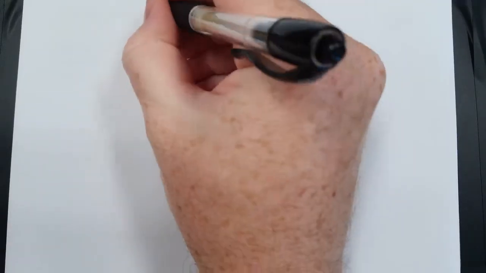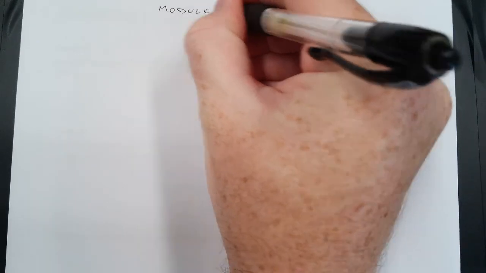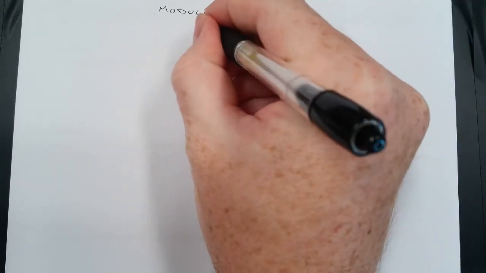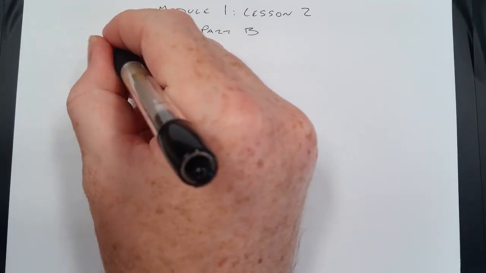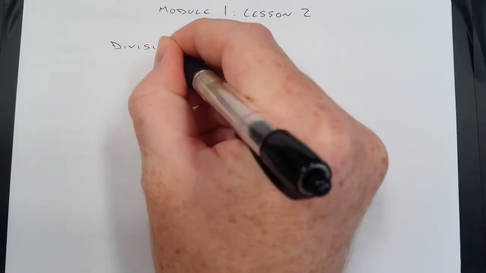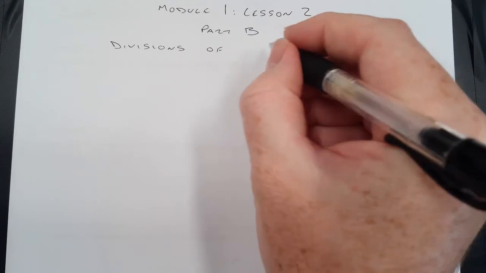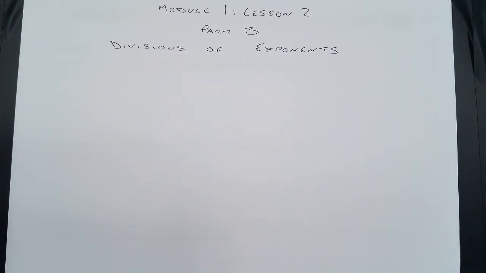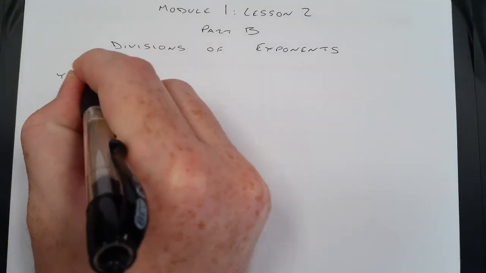Okay, class, welcome to our next math lesson. We are today on Module 1, Lesson 2. Only this time it is Part B. Yesterday was Part A, this is Part B, and yesterday was multiplication of exponents. Part B today is going to be about the division of exponents. Dividing exponents.